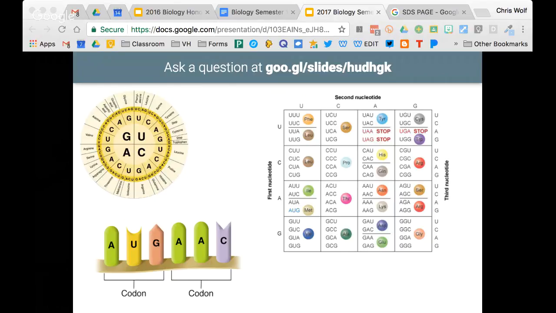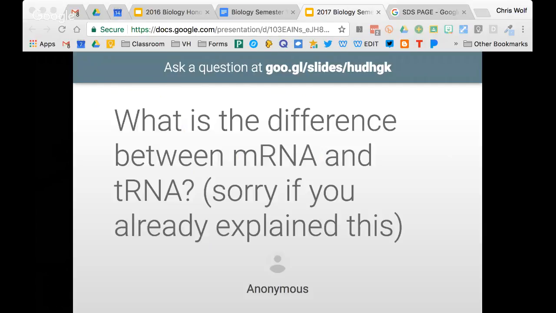All right, let me take a look at some questions. Great question. What's the difference between mRNA and tRNA? Sorry if you already explained this. Don't be sorry, I didn't already explain it. But the main difference is that mRNA is the messenger. That's why it's called mRNA. It carries the message from the nucleus to the ribosome where a protein is made. The tRNA, the T stands for transfer. Now, we didn't really focus too much on that type of RNA. Basically, it's just carrying the right amino acid, and it matches up with the mRNA.